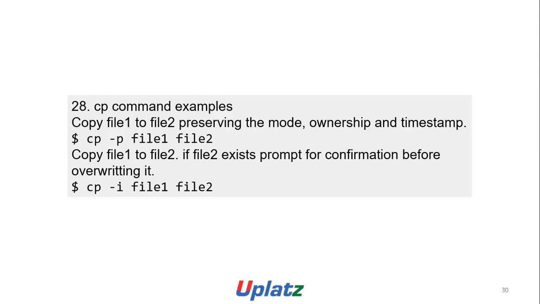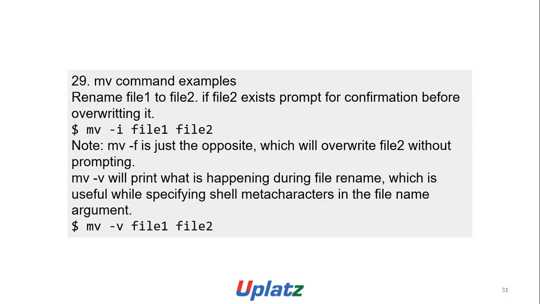cp -p file1 file2. Copy file1 to file2; if file2 exists, prompt for confirmation before overwriting it. cp -i file1 file2. mv command rename examples: rename file1 to file2; if file2 exists, prompt for confirmation before overwriting it. mv -i file1 file2. Note: mv -f is just the opposite, which will overwrite file2 without prompting.